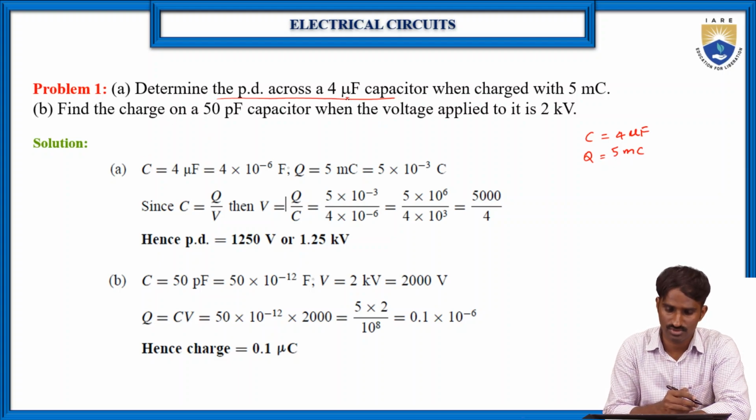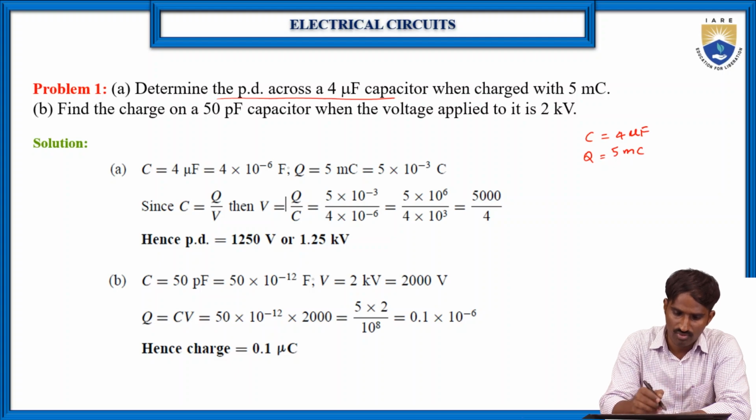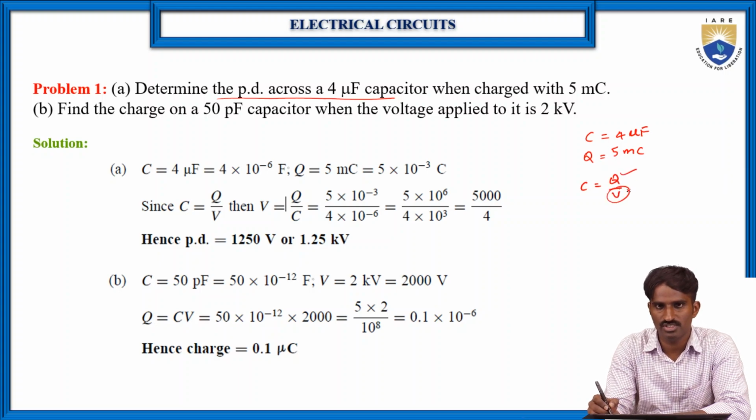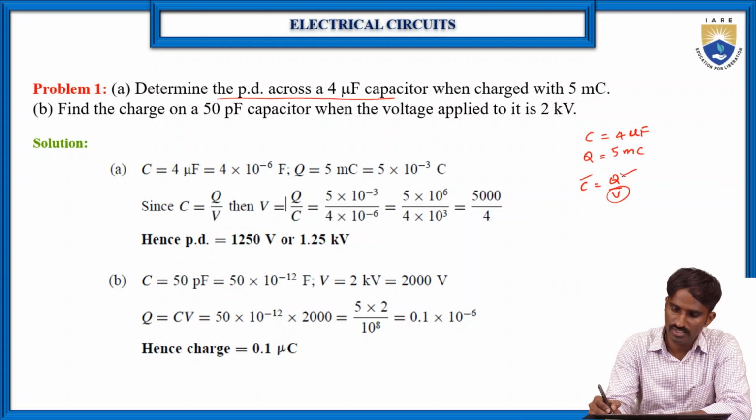First, let us try to solve the first one. So for the potential difference, we already know that C is equal to Q by V. Here Q is the charge and V is the potential difference across the two capacitor plates. From this, we know C and Q, so V is equal to Q by C. Q is here 5 millicoulombs.